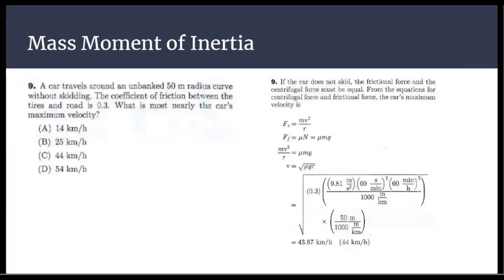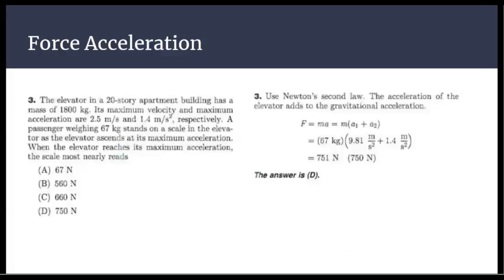After that is mass moment of inertia, which deals with angular velocity and angular acceleration. On the right, you can see the equation used, which is Fc equals mv squared over r. After that is force acceleration, which comes from Newton's second law, F equals mass times acceleration.